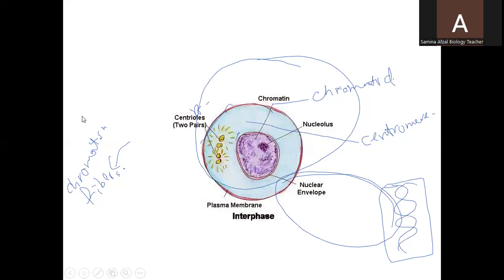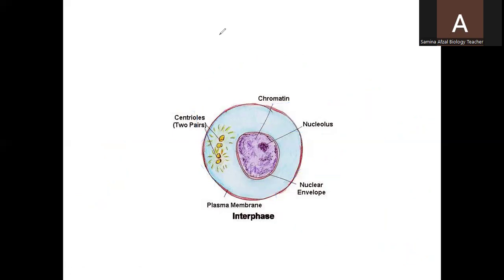So interphase is that phase which is before the prophase or the start of the mitosis. During this phase, the cell makes its preparation. What are those preparations? The centrioles or the centrosomes replicate and move towards the opposite poles. It means they make the poles for cell division.